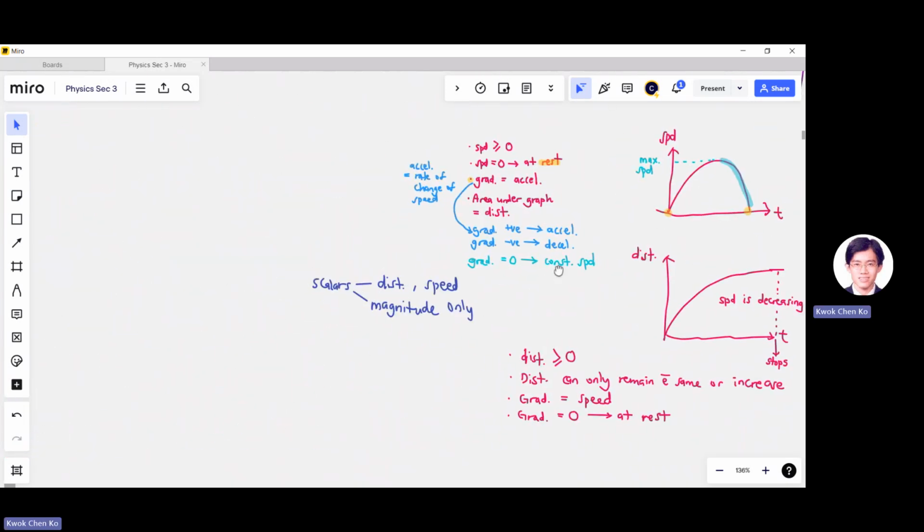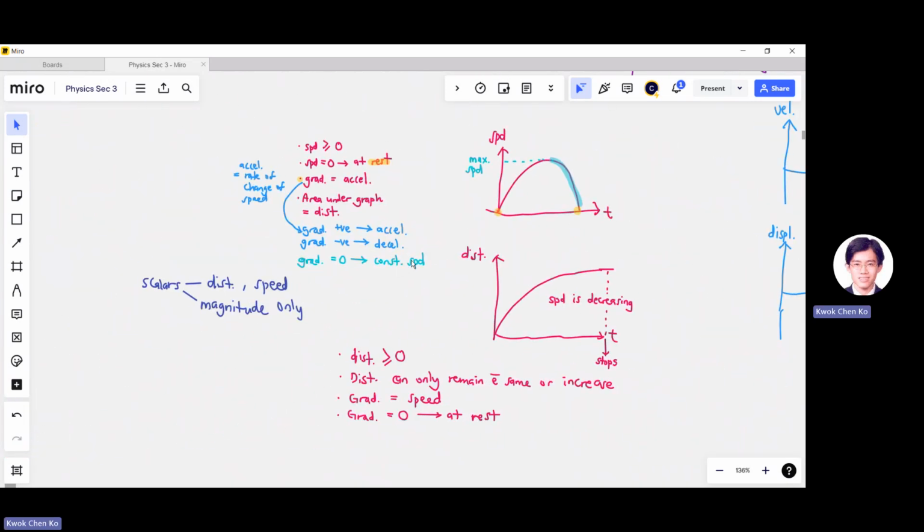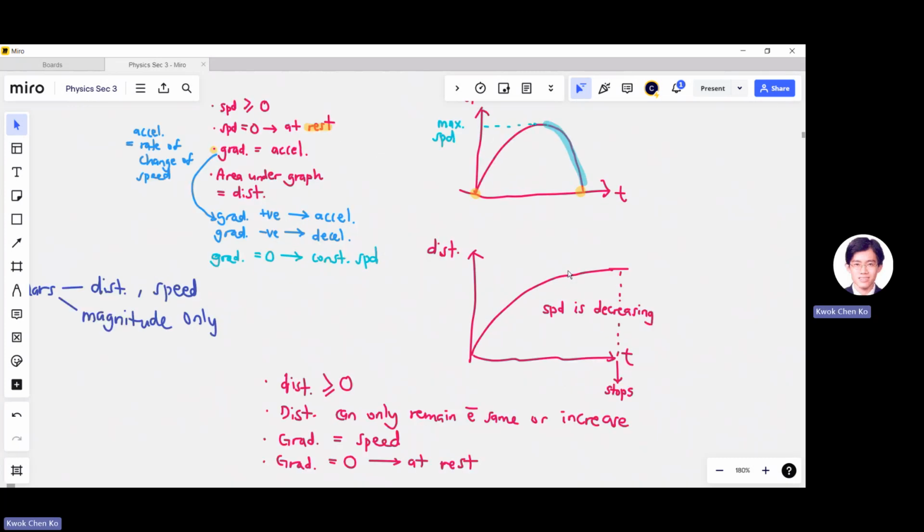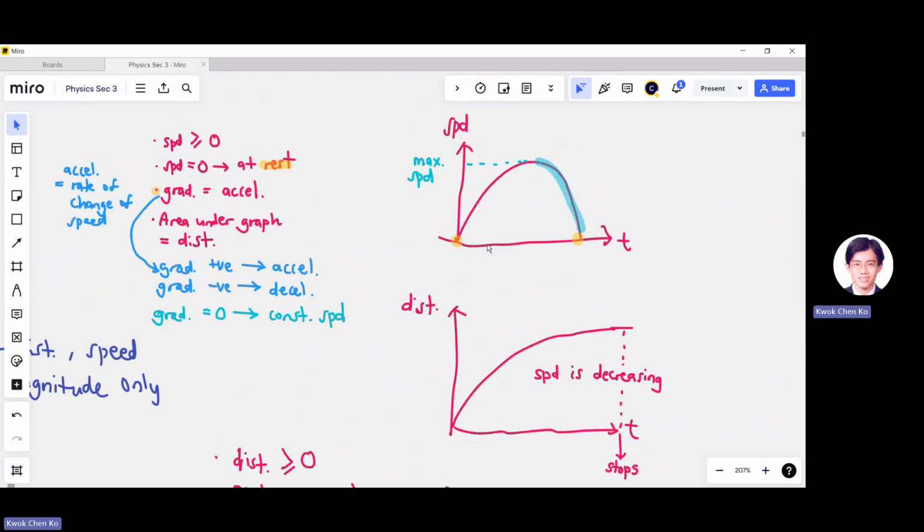Okay, now let's go back to our diagrams. Make sure distance and speed can never be negative. Distance cannot go down, cannot decrease. It must either increase or remain stationary. That's the important thing.